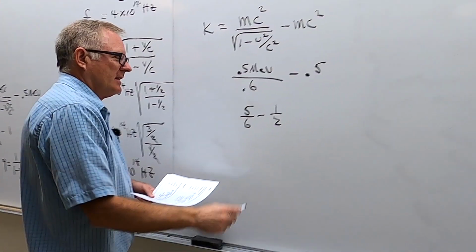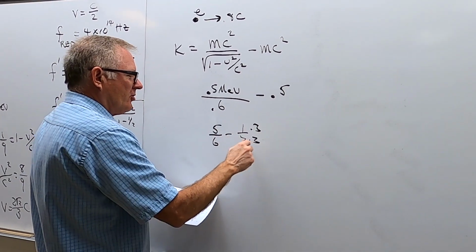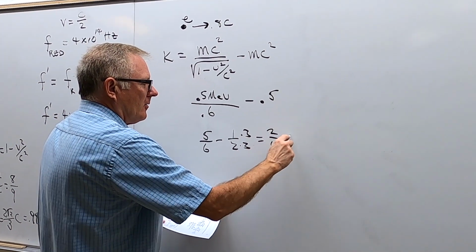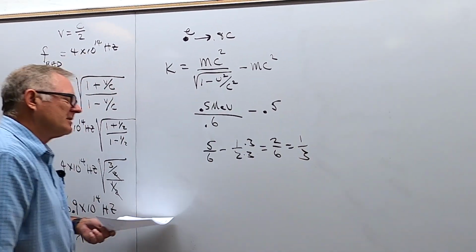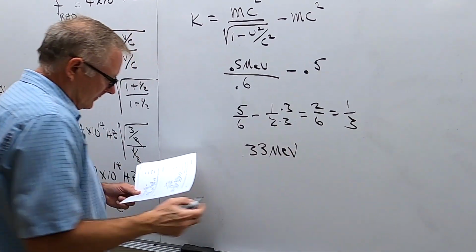So if I put this and get a common denominator right here, this is 2/6, which is 1/3, which is like 0.33 MeV. Okay.